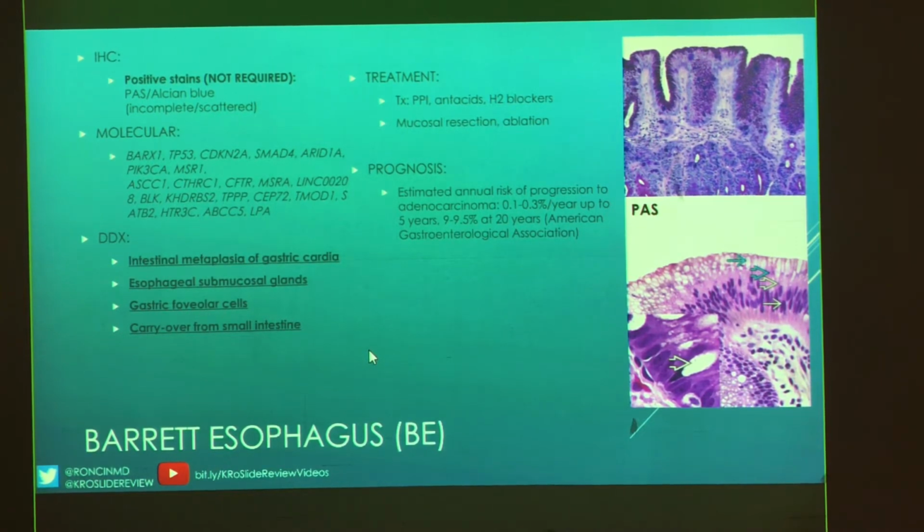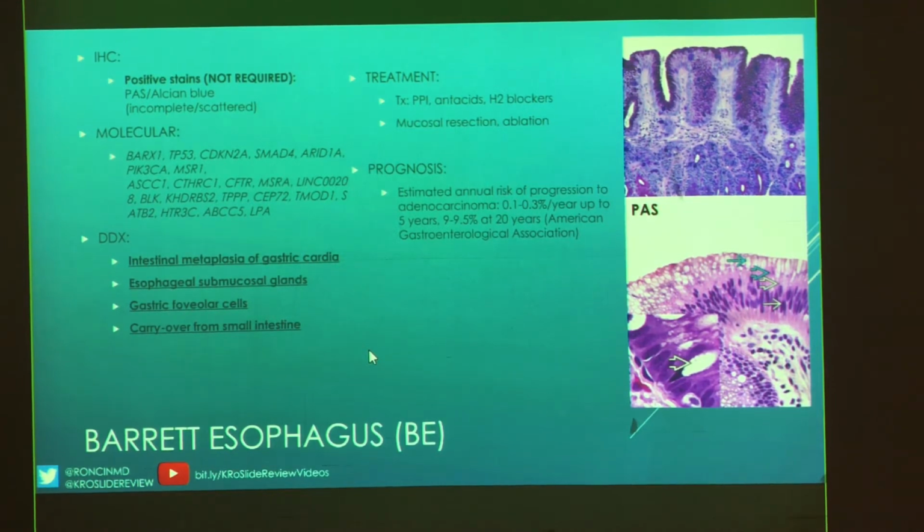For treatment, they tend to give PPIs, antacids, or H2 blockers, and if they want to be more definitive, they could try mucosal resection and ablation. These patients are going to go on surveillance because there's an estimated annual risk of progression to adenocarcinoma. It's relatively low when they're first diagnosed. For the first 5 years, it's 0.1 to 0.3%, so it's not too terrible. But around 20 years of having Barrett's esophagus, the annual risk is 9 to 9.5%, and those numbers are from the American Gastroenterological Association.